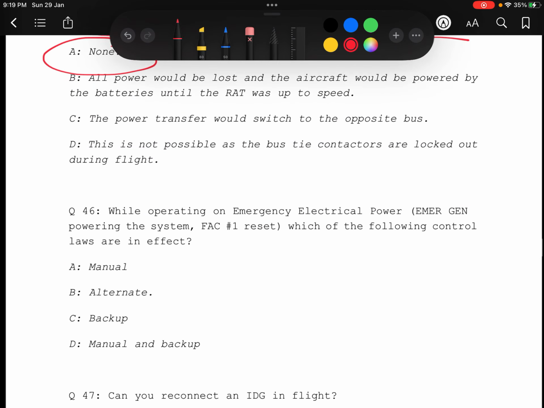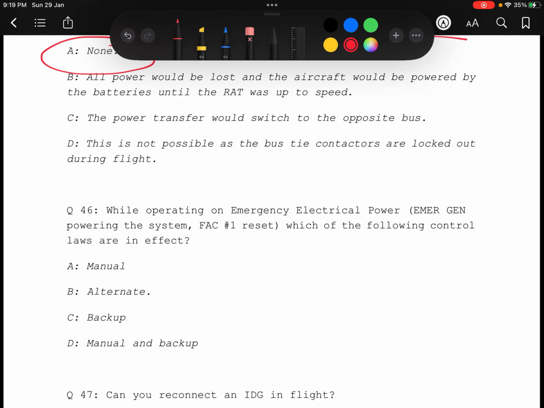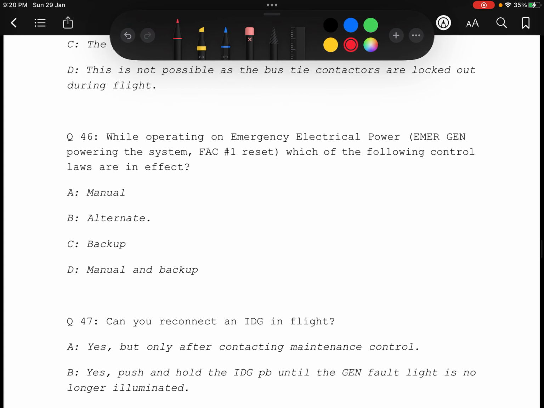Question number 46. While operating on emergency electrical power, emergency generator powering the system, FAC 1 reset, which of the following control laws are in effect? You can answer it very easily. It will be alternate law, right? If you have gone through the chapter flight controls, it will be easy for you to connect, but if not, then you can go and watch or read from FCOM.